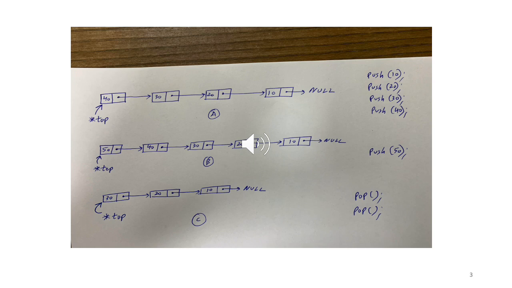So probably the sequence would have been push 10. That means reserve memory for a node, set the integer part as 10, set the pointer part as null. Push 20: again reserve memory for a new node, set the integer part as 20, and set the pointer part to point to the node with data 10. Similarly we do 30 push and 40 push. You can see at each stage the value of top will change.